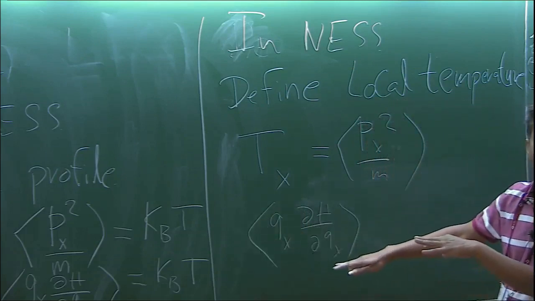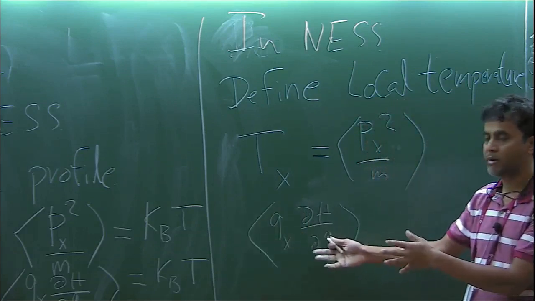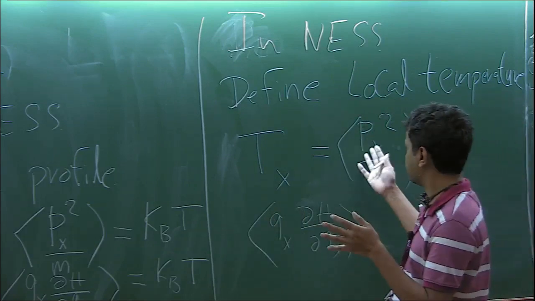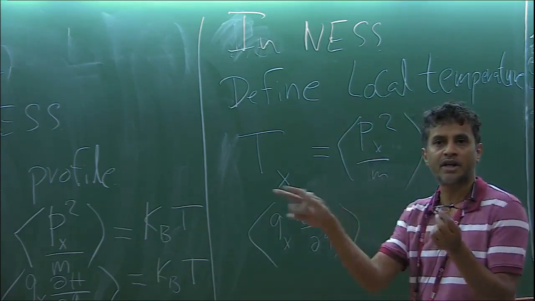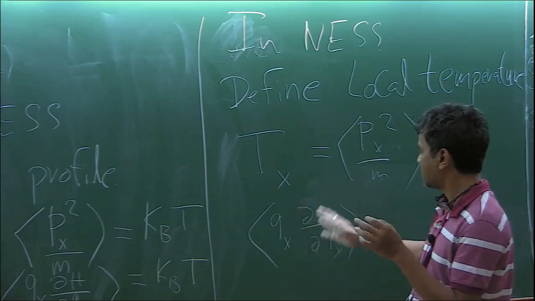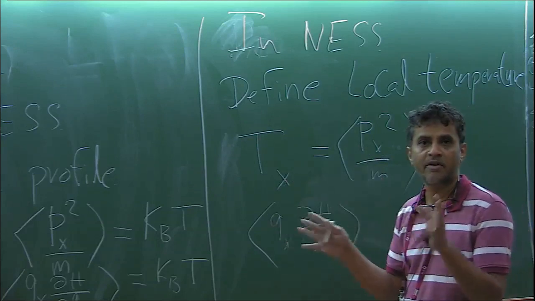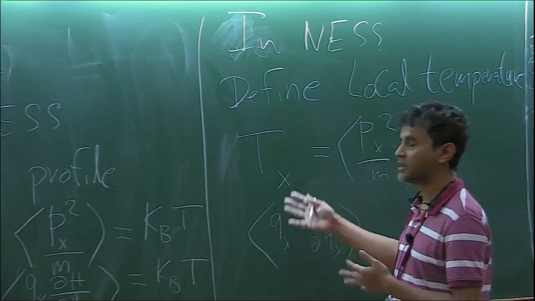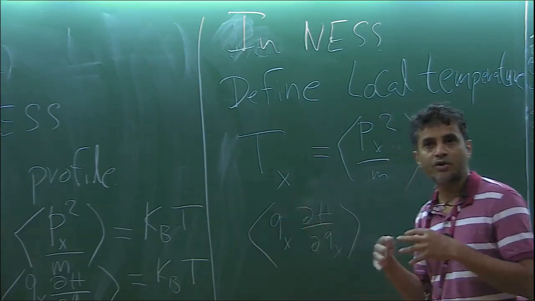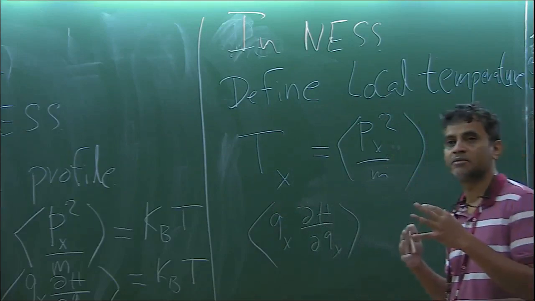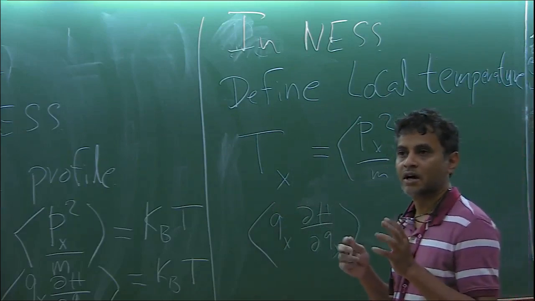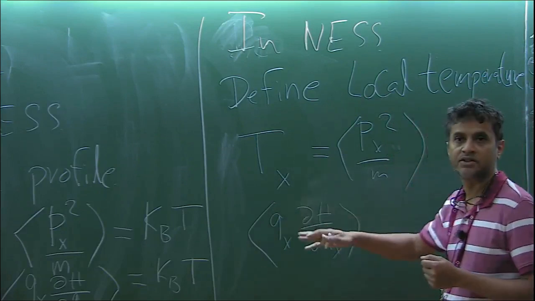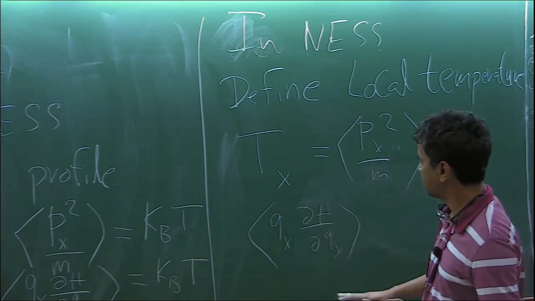This is just some observable which you can measure in your experiment. You just look at p_x squared, do a time average, and you get some number, and similarly for this you can do a time average and get some number, and there's no guarantee that these will be equal. Now, what you expect is that if a system is in local thermal equilibrium, then the temperature is a good variable, and then they should match.